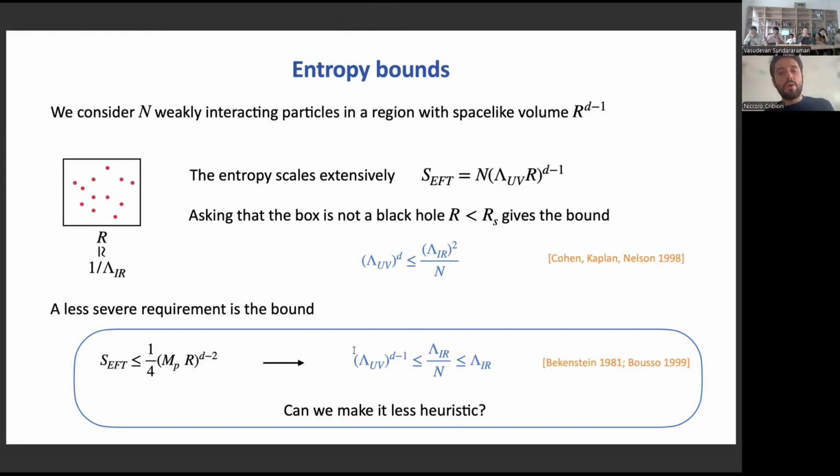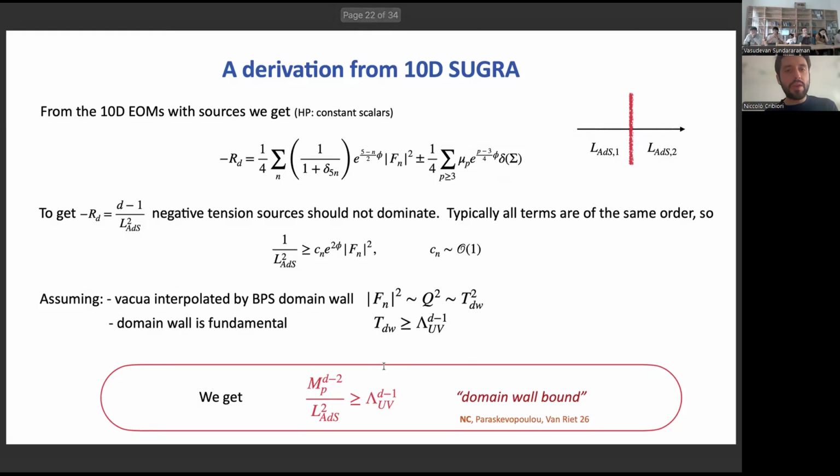So what we have done in recent years is, first of all, to put this kind of bound on more solid grounds, in the sense that we can derive it from the supergravity equations of motion in 10 dimensions, and then we ask what are the consequences in proposed vacua with scale separation. So how does it work? How can we derive an upper bound on the ultraviolet cutoff via the equations of motion? And this is where domain walls will enter.